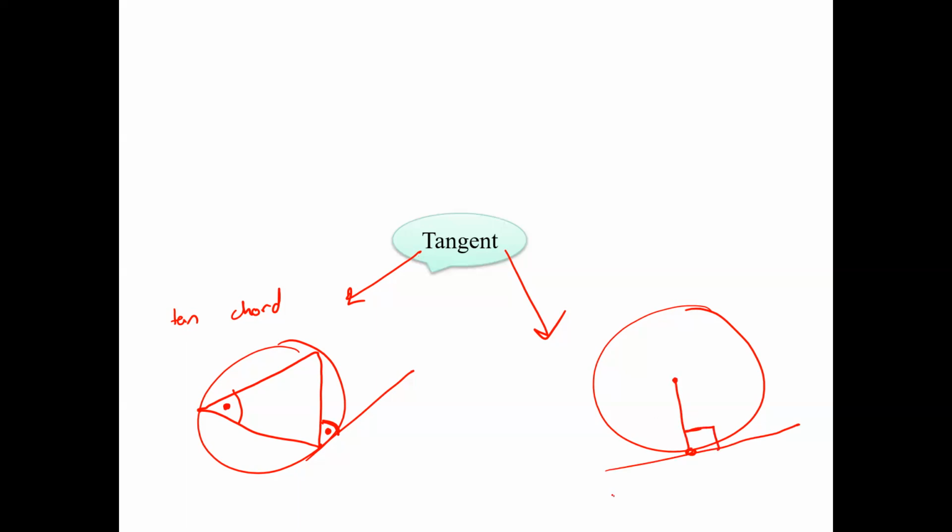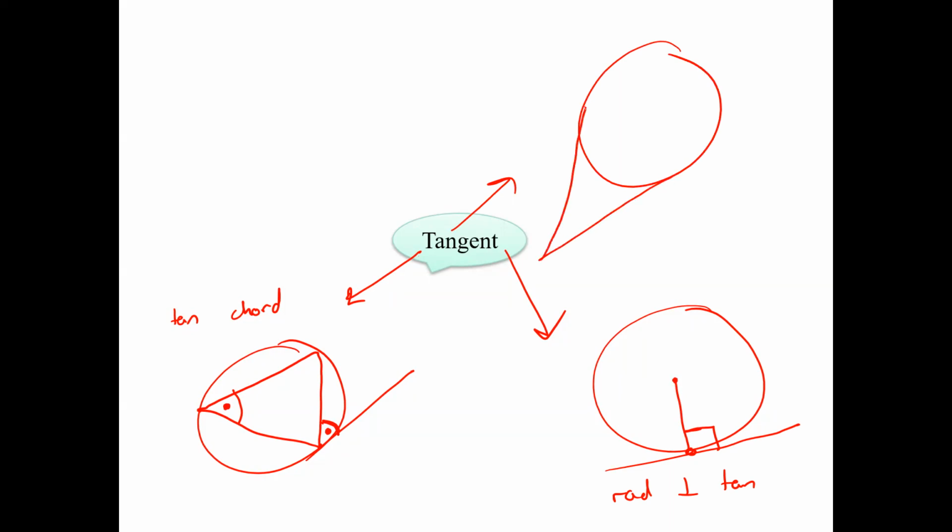The radius is perpendicular to what? A tangent. Anything else from tangent? I'm looking for one. Tangents from the same point. Thank you. Two tangents from a common point. You want to get a picture. So, two tangents from a common point.